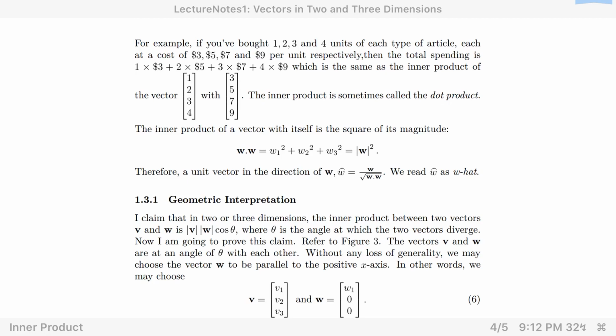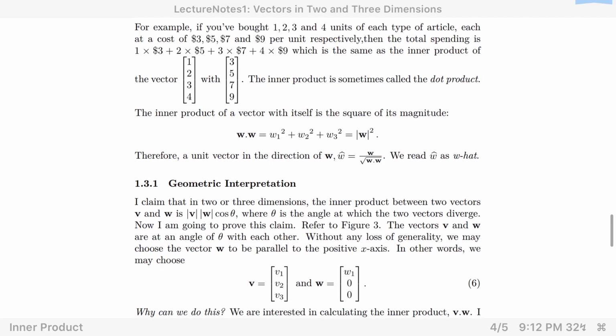Okay, so this inner product is sometimes called the dot product. Now, the inner product of v and w reads as v dot w.